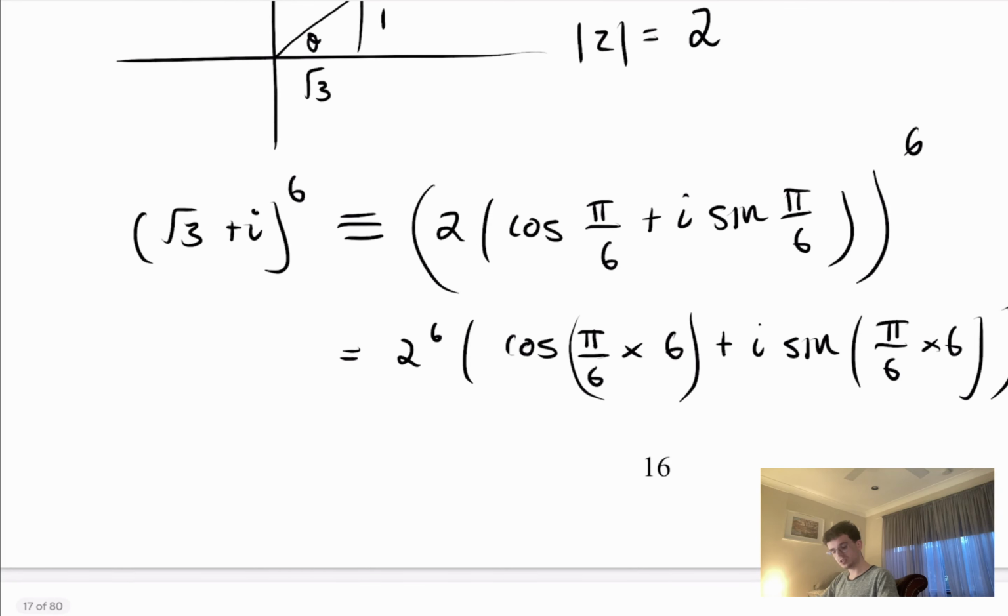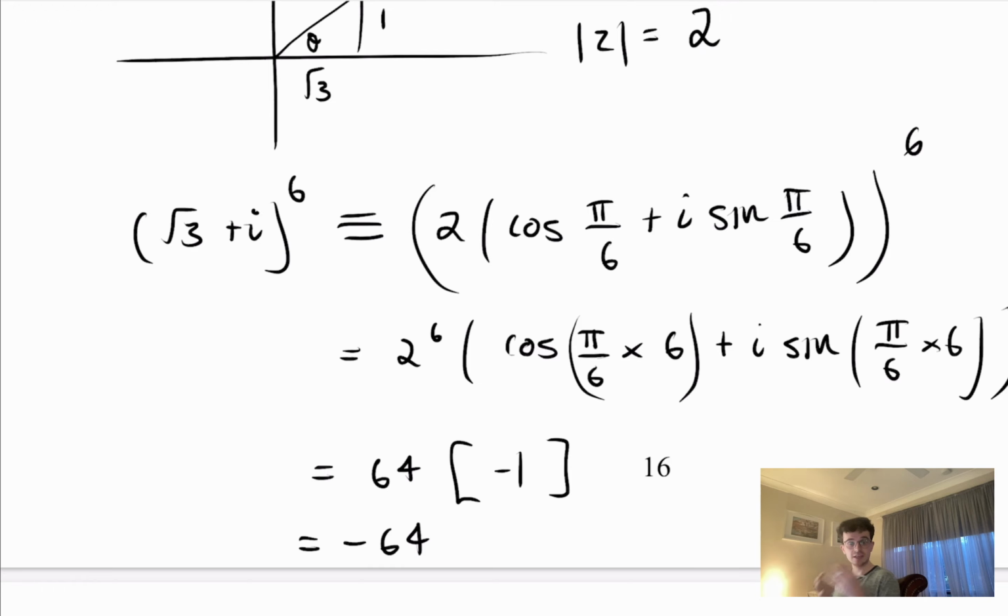And of course, 2 to the power of 6 is 64. Well, pi on 6 times 6 is pi, and cos of pi is negative 1. And then sine of pi on 6 times 6 is the same as sine of pi, which is 0. The answer is negative 64.